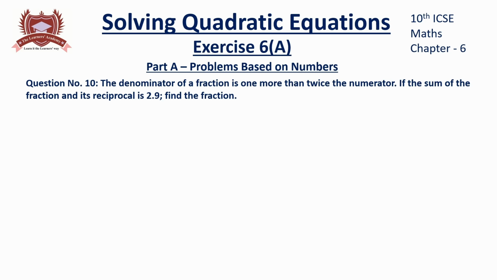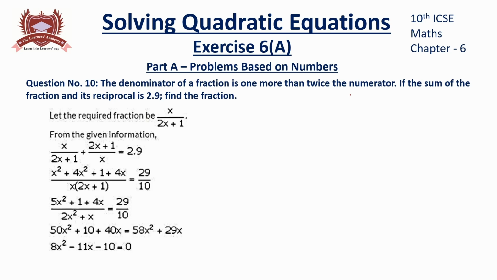The next one we have is: the denominator of a fraction is 1 more than twice the numerator. If the sum of the fraction and its reciprocal is 2.9, then find the fraction. ये वाला भी sum अपन ने पहले किया था? नहीं, ये थोड़ा अलग है, ये पहले नहीं किया था एक्चुअली अपने. We'll find the first required fraction.